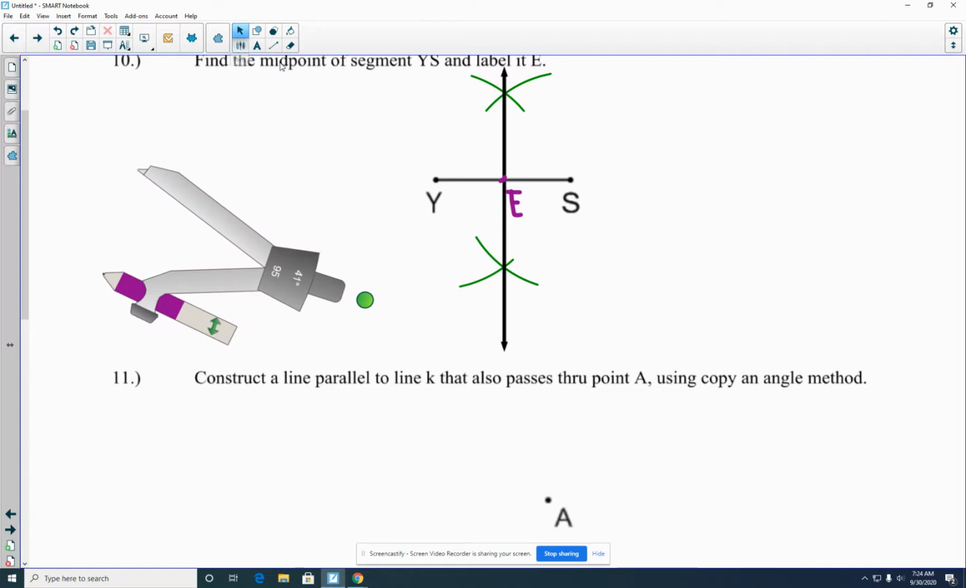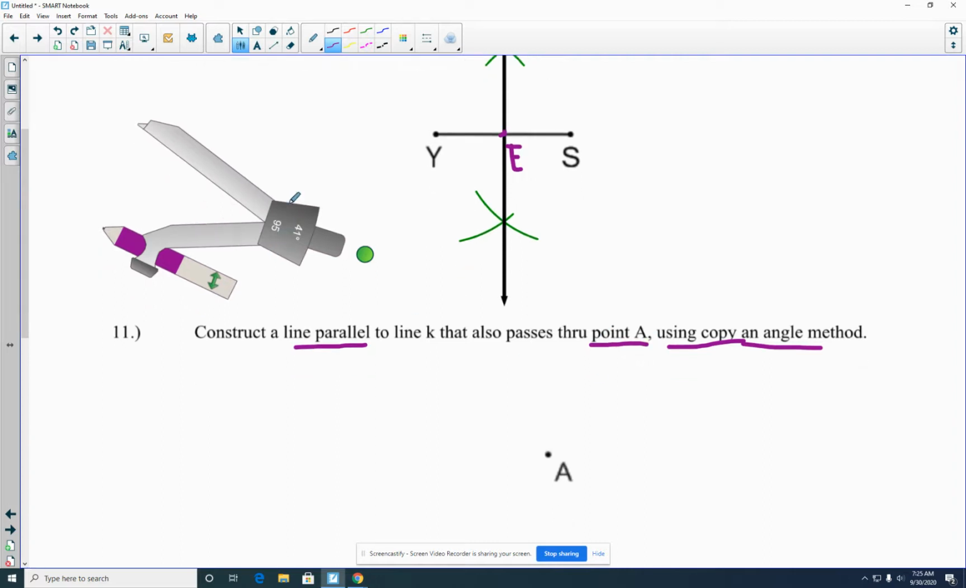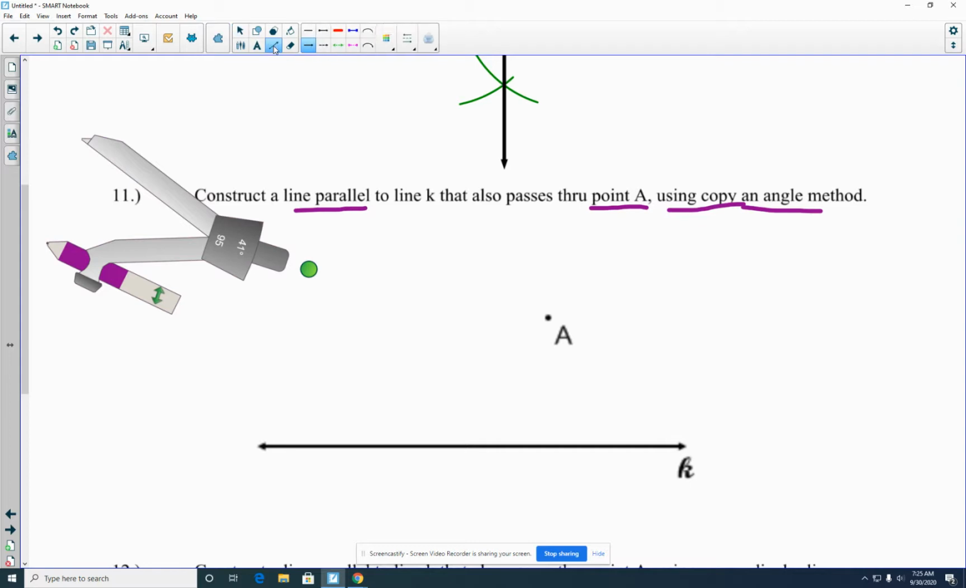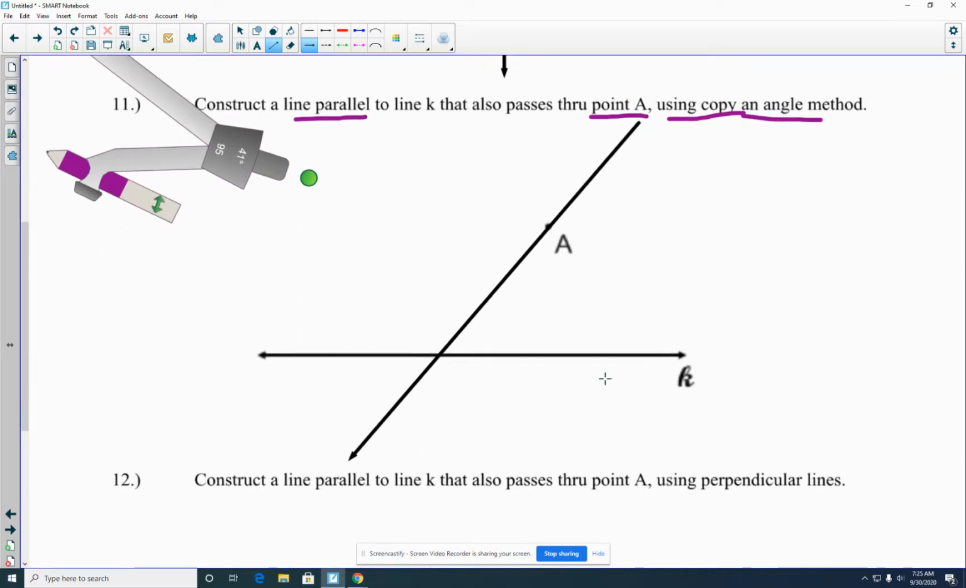angle method. Okay, so we're using copy and angle, and we're getting lines that are parallel, has to go through point A. Okay, so first step, if we're going to be constructing a line parallel using the copy and angle methods, we actually have to get an angle. So to get that angle, we're going to take our straight edge, and we're going to form an angle that goes through point A and crosses line K over here. Put a little arrow at the end over here.